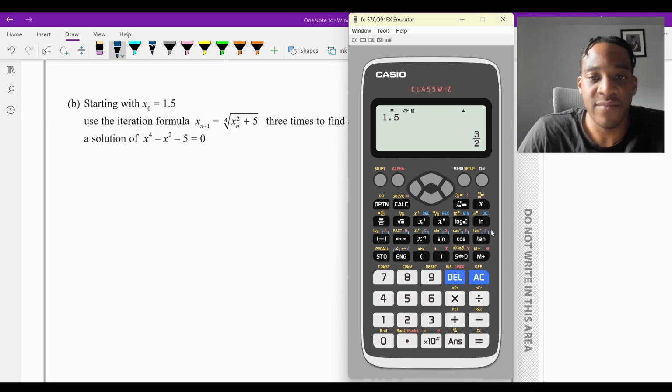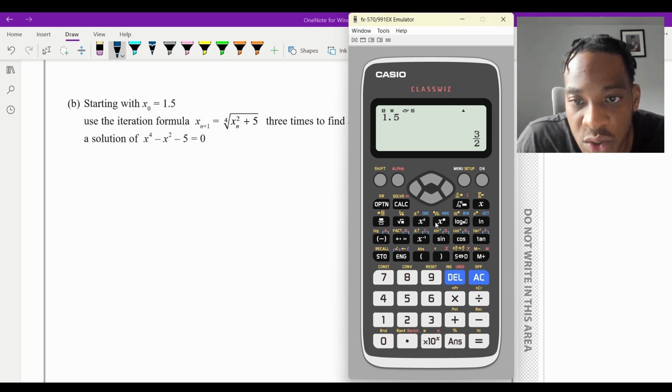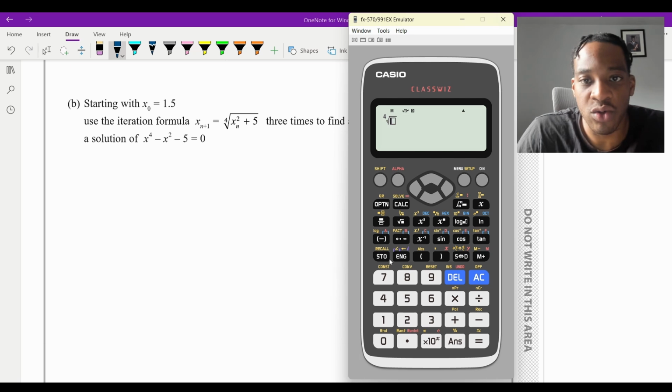Now, all you do from here is put this into the formula. So I'm going to get the formula here. I'm going to do shift and that there to get 4. We start with 1.5, but instead of putting 1.5, I'm going to put answer, because remember I stored it. So I'm going to do answer squared plus 5 like this here. And this is the number I get when I plug it in.